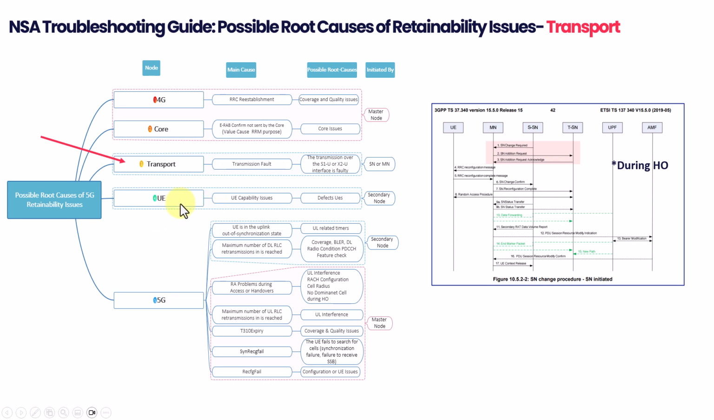This is one of the cases, but there are several cases which can trigger a drop after a successful SgNB addition, which can also be RACH problems, configuration issues, many things related to the UE.